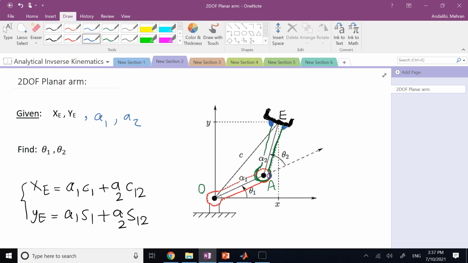And clearly you know that the angle of the second member from the horizontal axis is θ1 plus θ2. So that is the orientation of the end effector. In other words, the rotation matrix of the end effector with respect to the base is a rotation about Z with angle θ1 plus θ2. Okay? So once you know θ1 and θ2, the orientation is fixed. You don't need to be worried about that.